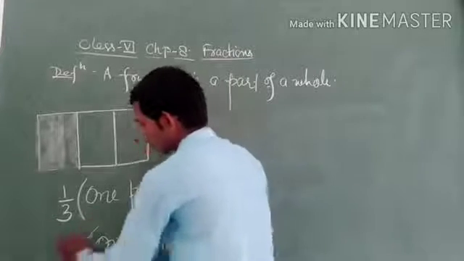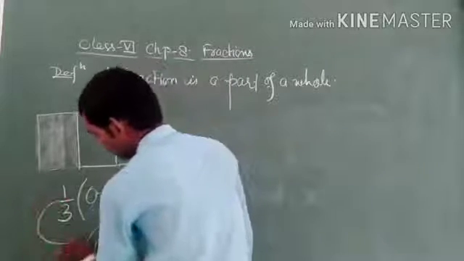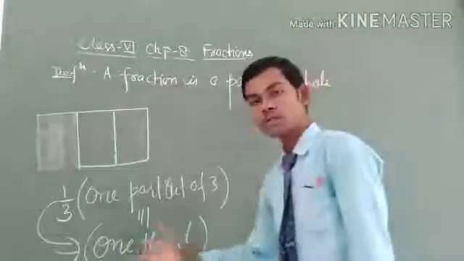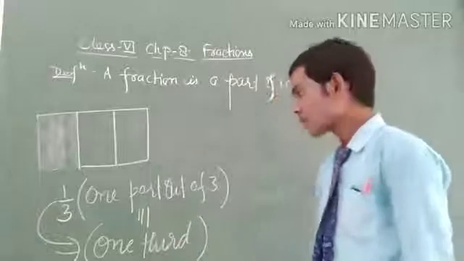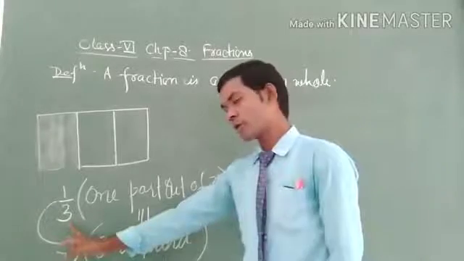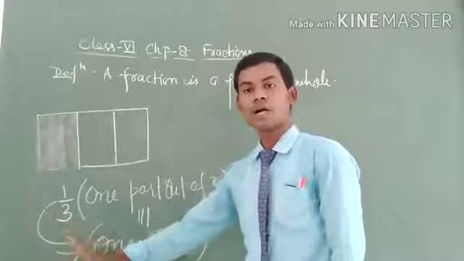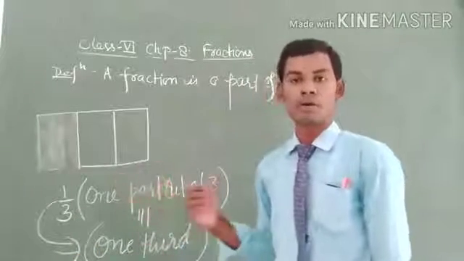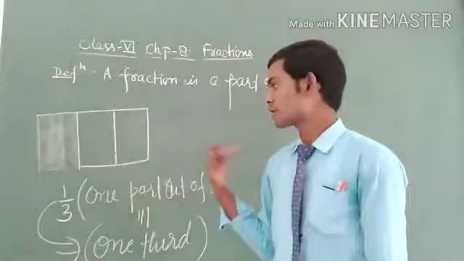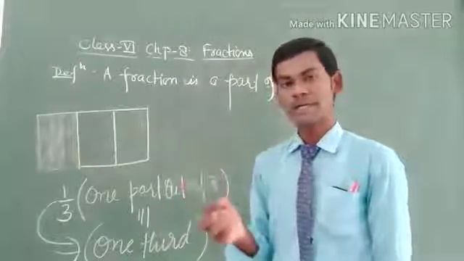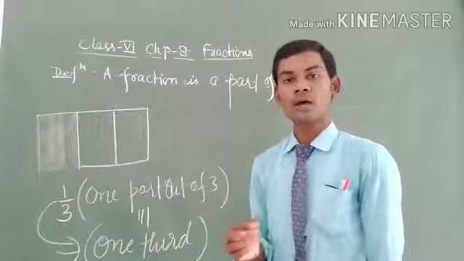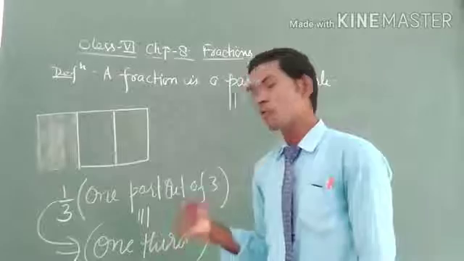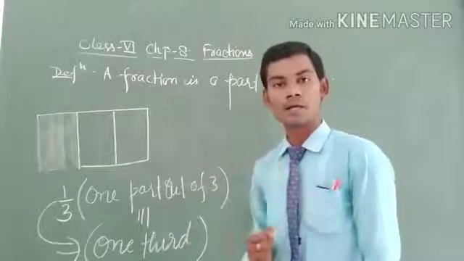The fraction 1 upon 3 can also be called 1/3. Okay, the fraction 1 upon 3 can also be called 1/3 part of the whole, because here we have taken one part from its three parts. Therefore, it is called 1/3 part.